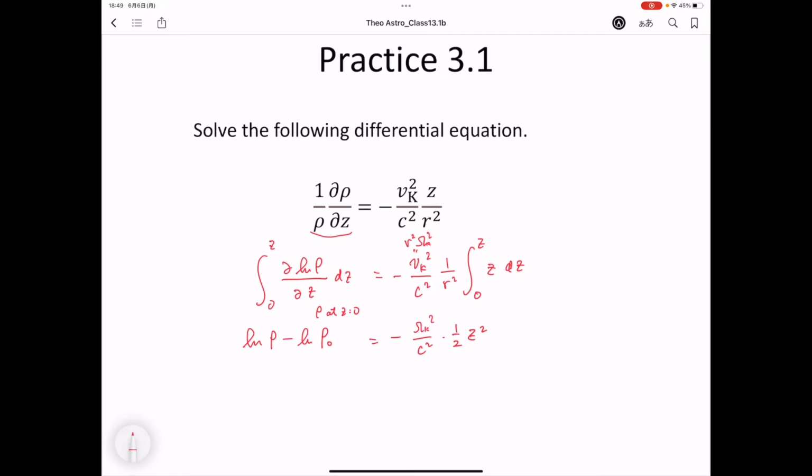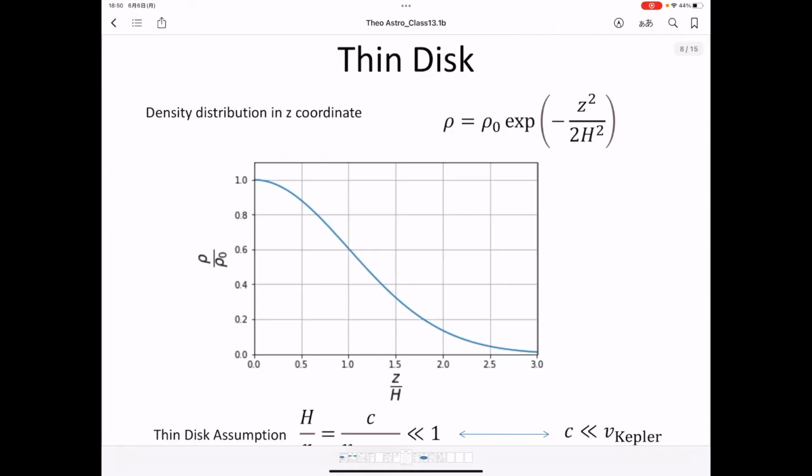So this corresponds to log rho over rho sub 0. So you can express rho as rho sub 0 exponential of minus z squared over 2h squared. H is expressed as c over omega sub k. We call this the scale height. Then the graph gives the density distribution in the z coordinate. Density becomes maximum at the midplane, z equals 0, and then decreases and approaches 0 at z equals infinity.